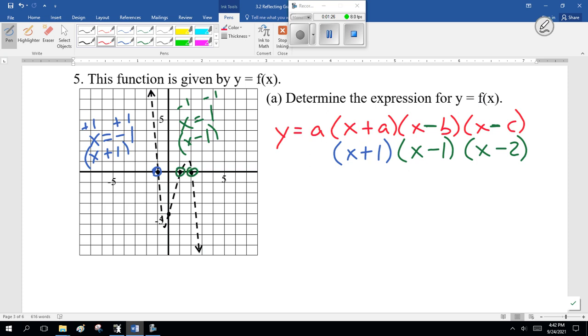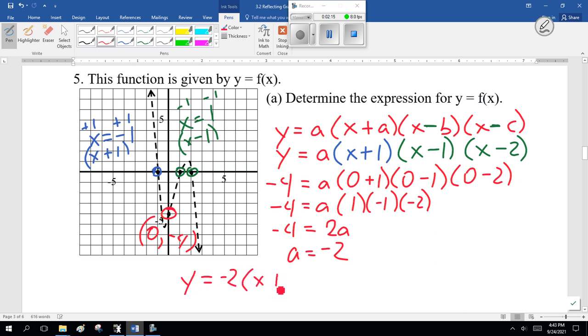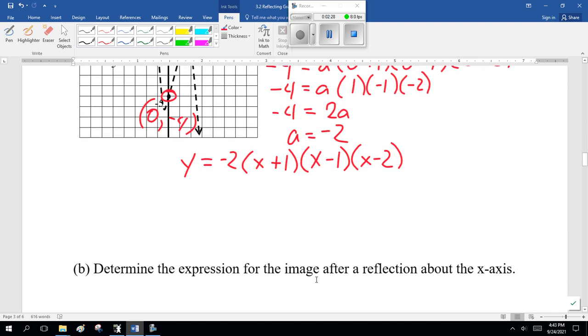But what I am going to do is, what the heck is a? Well, I've given you one other coordinate there: 0, minus 4. Now notice I usually give you the y-intercept here, not always. So every time I see y, I replace it with minus 4. Every time I see x, I replace it with 0. And we solve for a. So minus 4 is 1 times minus 1 times minus 2 times a. Minus 4 is equal to 2a. a is minus 2. Okay, so this equation is y equals minus 2 times x plus 1 times x minus 1 times x minus 2. All right, so that's the equation. That's a review from Chapter 1 you should be able to do.